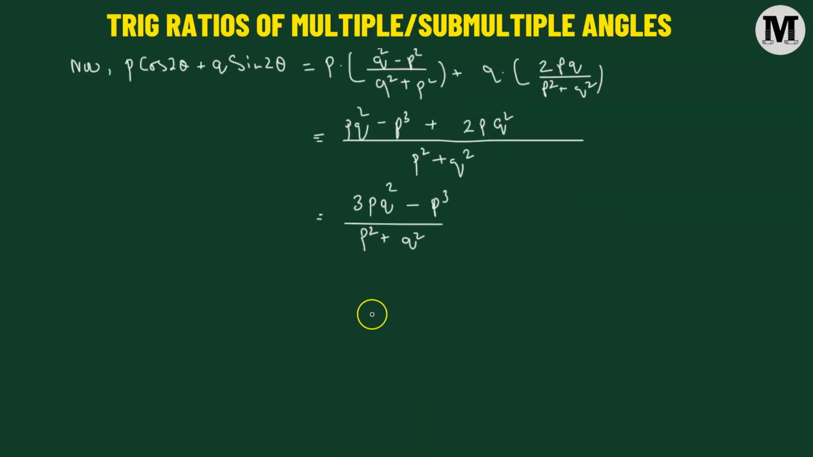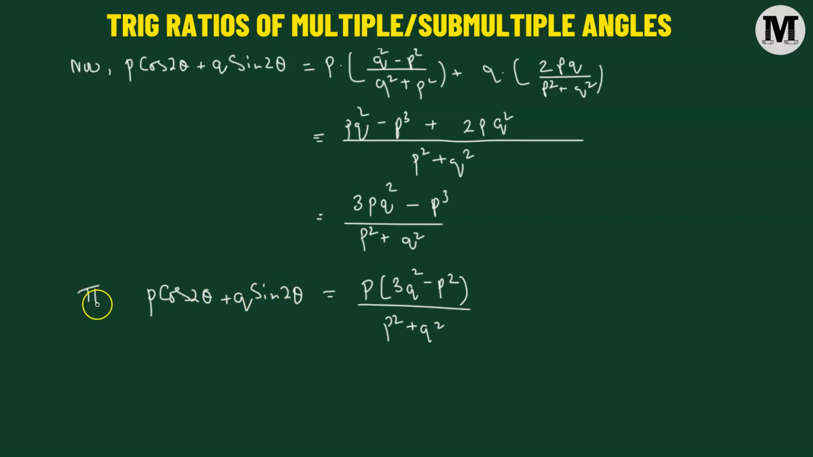And let's do one more adjustment. We will take p as the common factor. So we have p times 3q squared minus p squared, whole divided by p squared plus q squared. So this is going to be the value of p cosine 2 theta plus q sine 2 theta, provided the value of tangent theta, so when tangent theta is given by p over q.